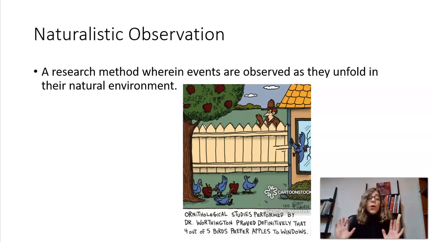We just observe. So you've got this silly cartoon here. The researcher's missing something, right? He's interpreting what he's seeing here. 4 out of 5 birds prefer apples over windows. That's one way of interpreting what's happening here, right? So that's one of the problems with naturalistic observation. He's just watching, and this is how he's interpreting what's going on.